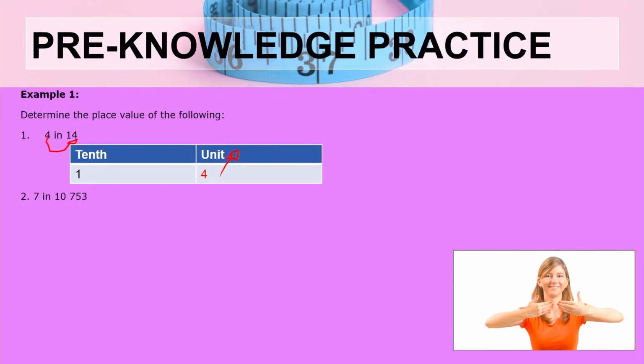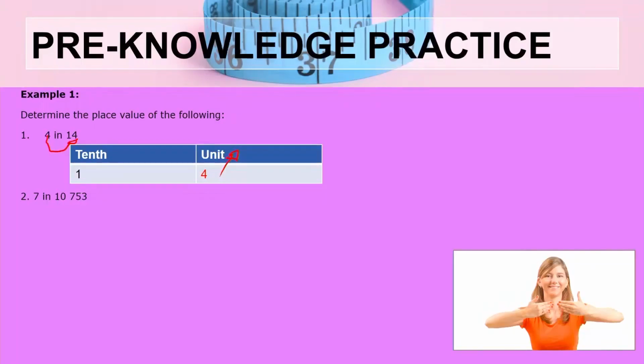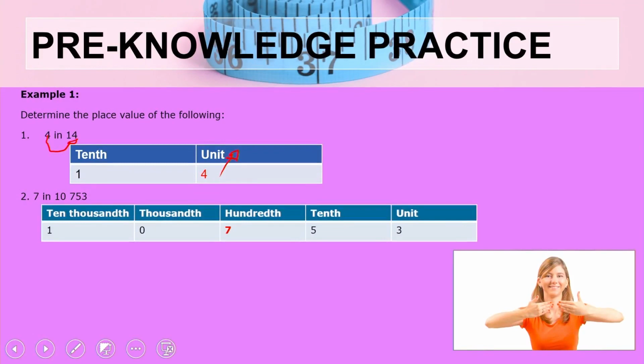In our second example, we need to determine the place value of 7 in the number 10,753. So you need to identify the digits in this number. We have 5 digits in this number. As we have 5 digits, we need to determine the place value of each digit of this number. So here's the worked out table with place values just to guide you.